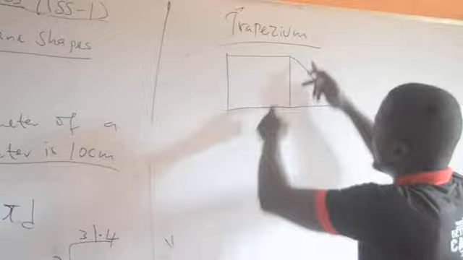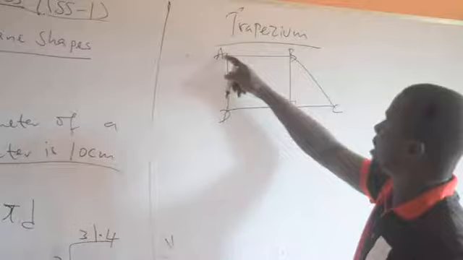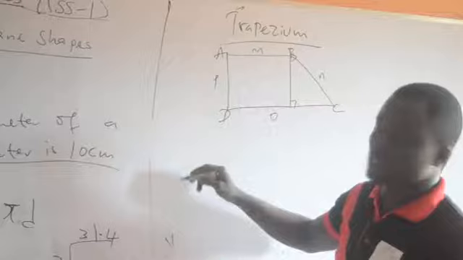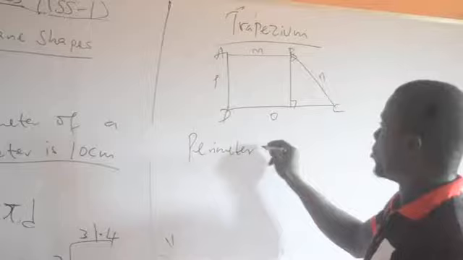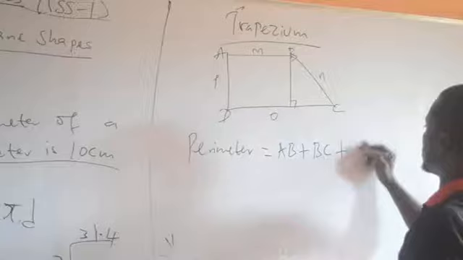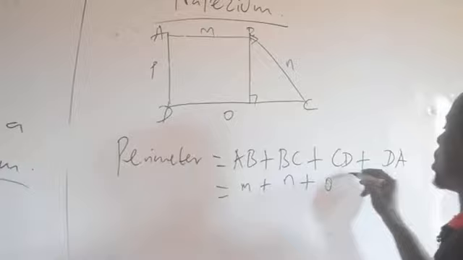So let's call here A, B, C, D. It's only 4 sides. If side AB is M, BC is N, CD is O, and side DA is P, to get the perimeter of this shape, perimeter becomes side AB plus side BC plus CD plus DA. That is M plus N plus O plus P. Whatever value they give to you.